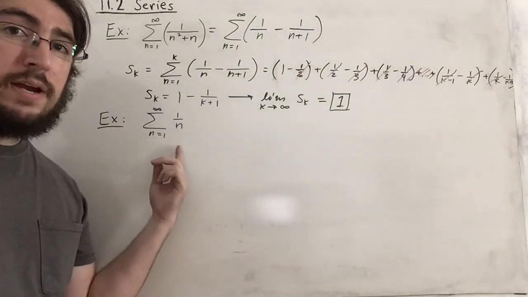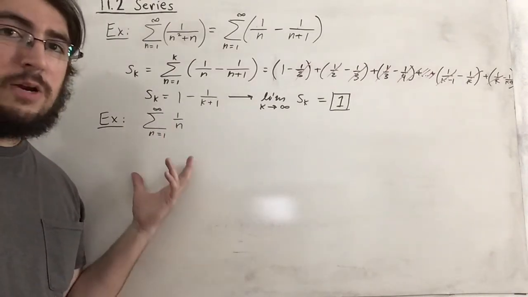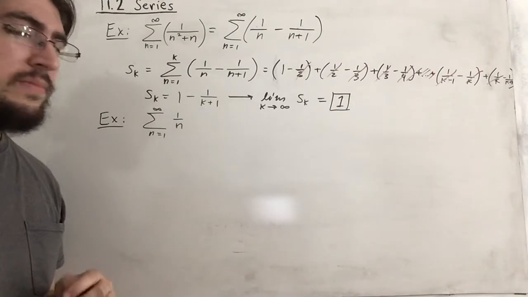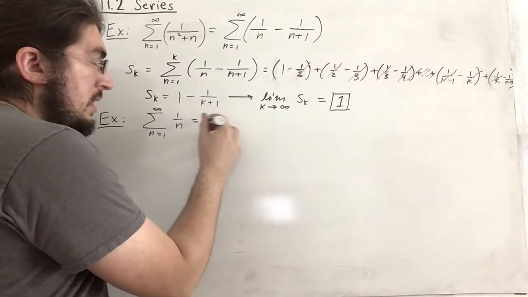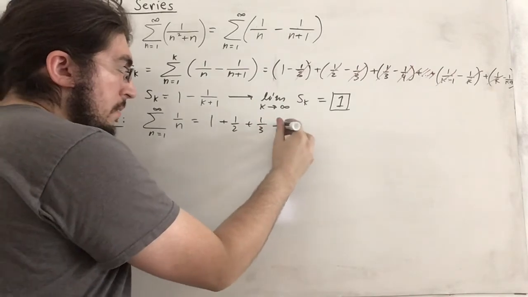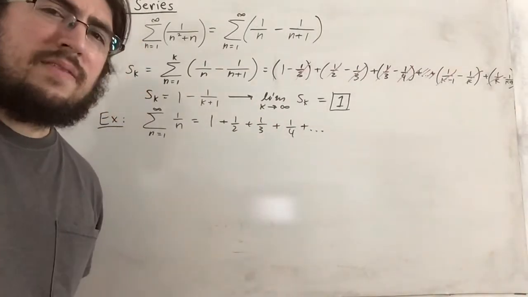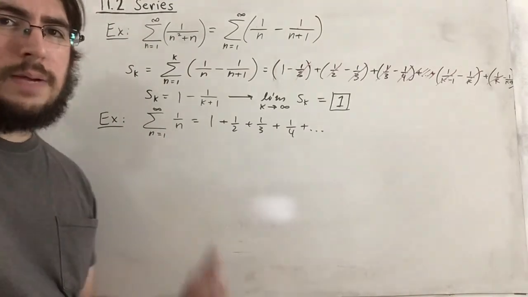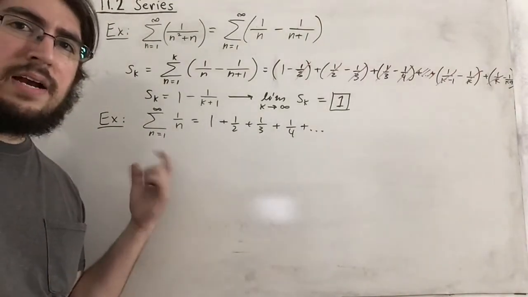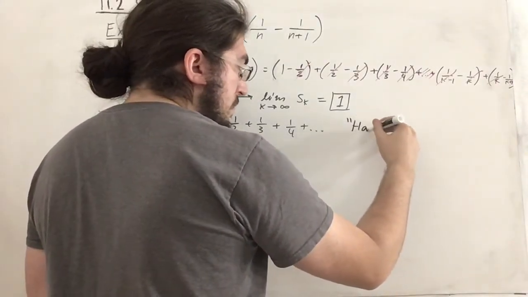Here, 1 over n goes to 0 in the limit, the sequence goes to 0. But the series doesn't converge. Strange. So this is actually 1 plus 1 over 2 plus 1 over 3 plus 1 over 4 and so on. And this is something we'll analyze a lot in chapter 11, in different versions. This is known as the harmonic series.